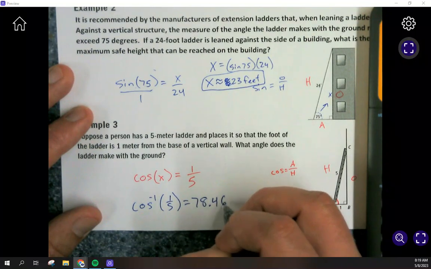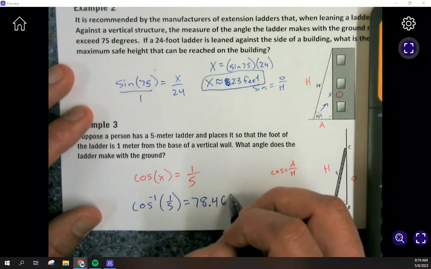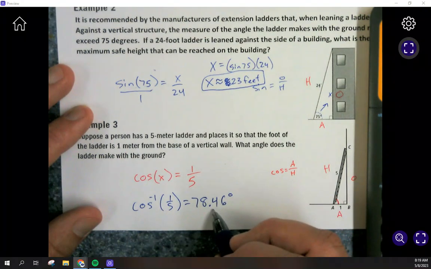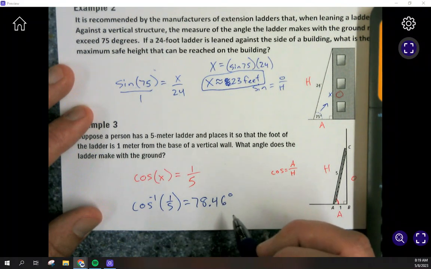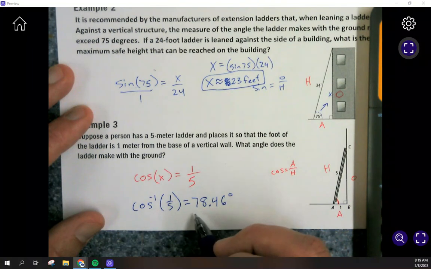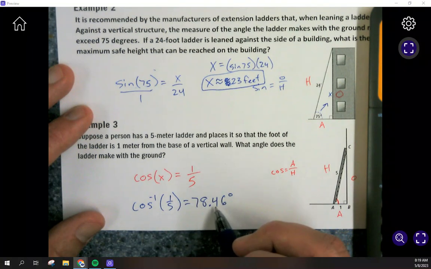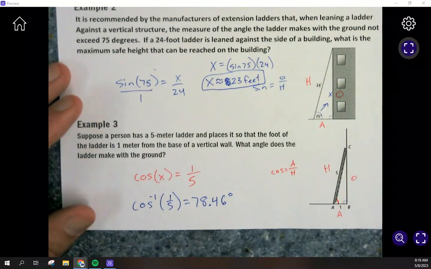And then, of course, they would tell you how to round, or I would on a test. And if it was nearest 10th, you'd round this up to 78.5. Nearest 100th, 0.46 would be fine. Or if it was to the nearest degree, the 4 would leave this at 78 degrees.